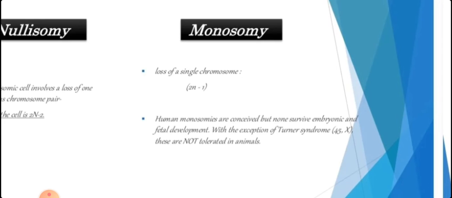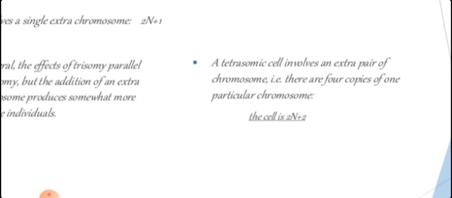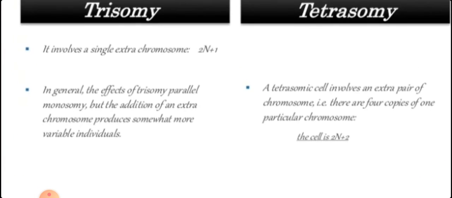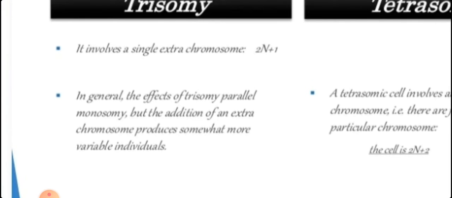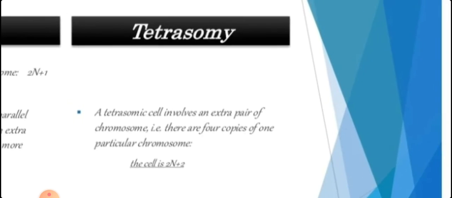These are not tolerated in animals. The next, trisomy and tetrasomy. Trisomy involves a single extra chromosome, that is 2n plus 1. In general, the effects of trisomy parallel monosomy, but the addition of an extra chromosome produces somewhat more variable individuals. The next one is tetrasomy. A tetrasomic cell involves an extra pair of chromosomes, that is, there are 4 copies of one particular chromosome. The cell is 2n plus 2.